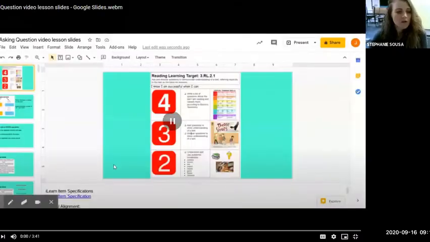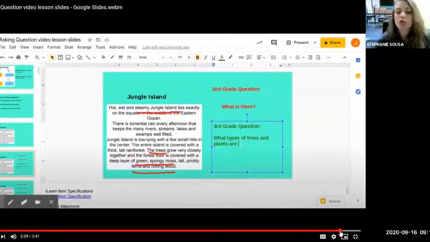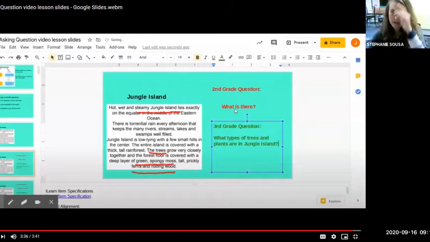So taking a look at her example here, she switched the question from a lower level question that we see in red, what is there? This doesn't really give us specific information about the text because I could be asking that about anything. I could be asking that about the classroom. What's there? I could be asking that about something I see in your house on Zoom. Hey, what's there? Right? So this doesn't match the text.